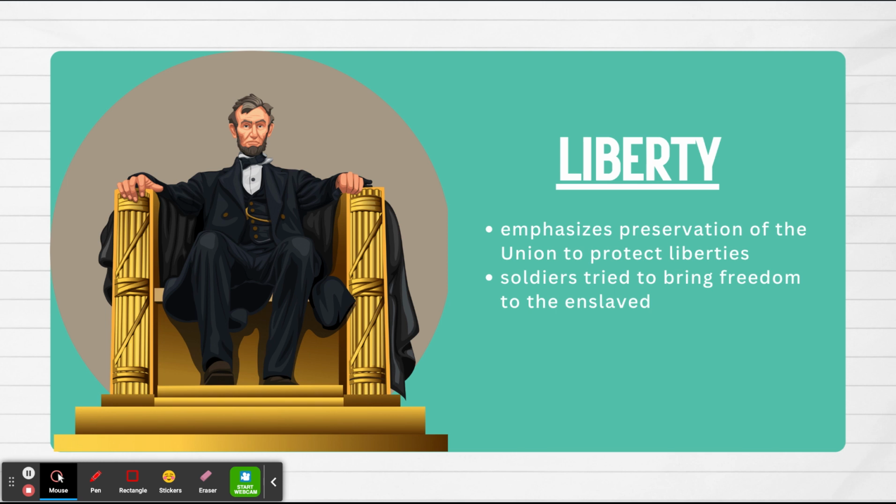However, at this point in the war, we start to see a change in his momentum in terms of what he thought the war should be about. So here we start to see that he is talking about this idea of the preservation of liberty. In addition, in the Civil War in general, the soldiers tried to bring freedom to the enslaved. A huge reason that a lot of the individuals in the North fought in the war was to end slavery, including at times even African Americans who were involved in the war effort.